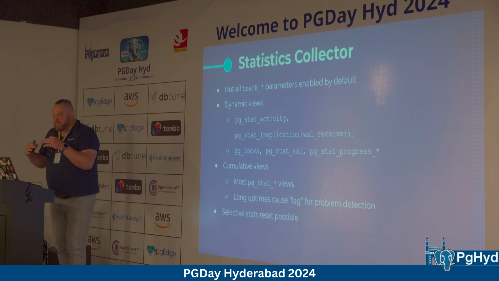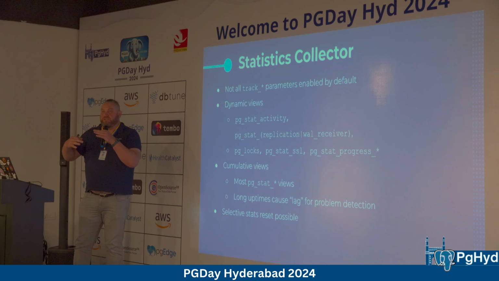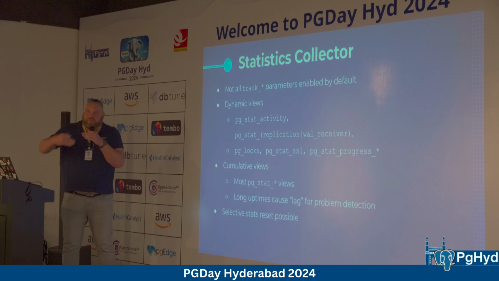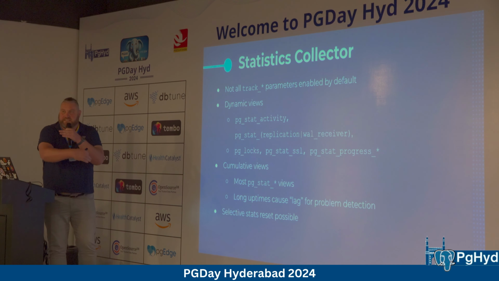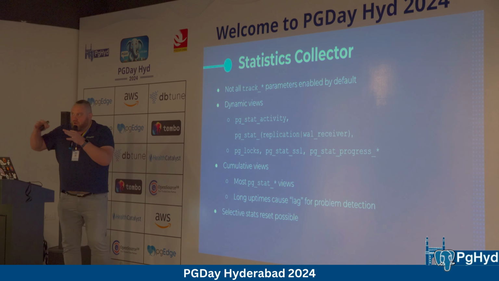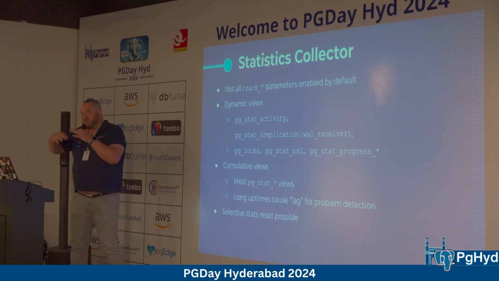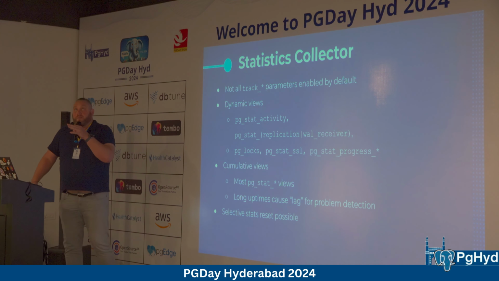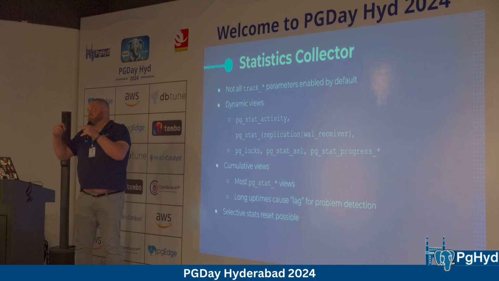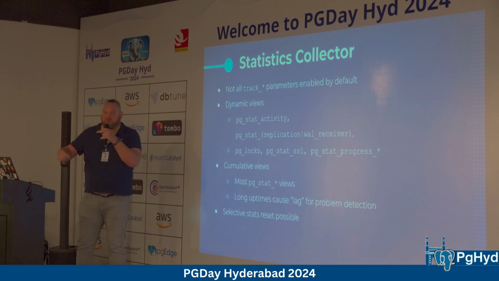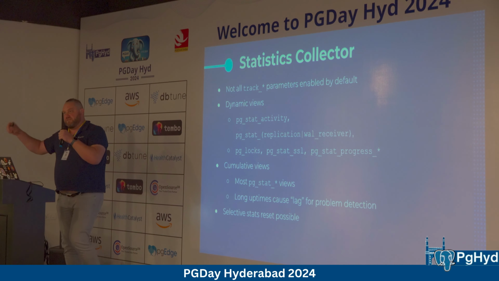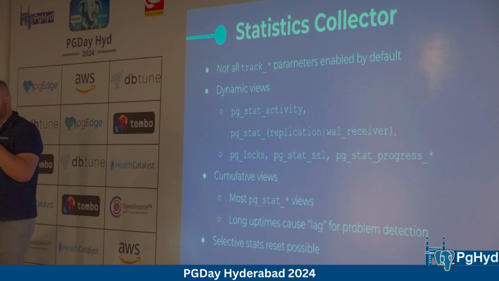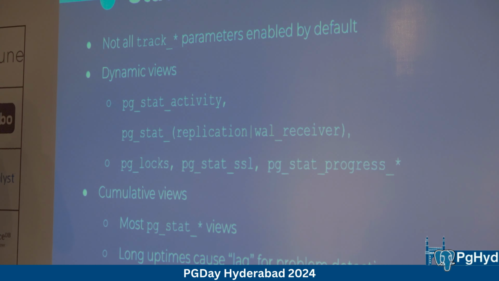Cumulative views provide you the information from the beginning of something, of the start, or from the beginning of the last reset, and they hold the information and sum it. So, for example, how many statements were executed from the beginning of time, and each time you query this cumulative view, you have a bigger and bigger number.